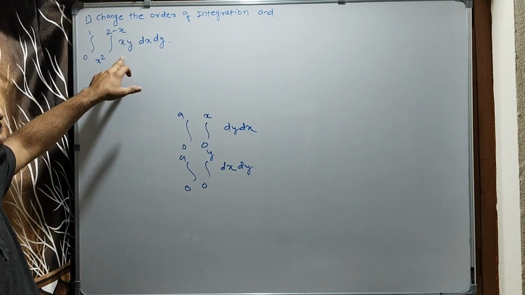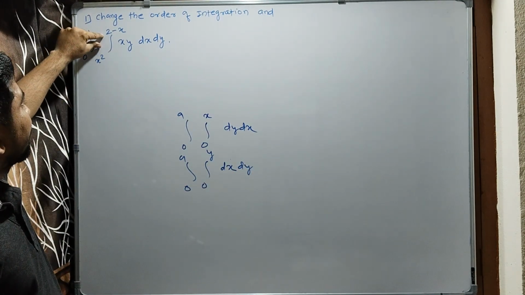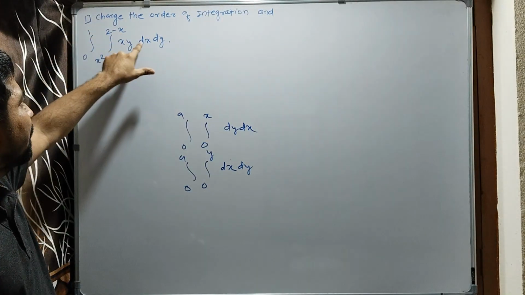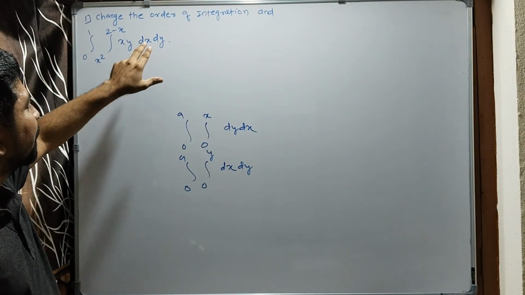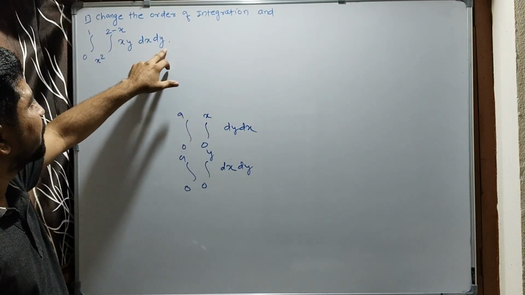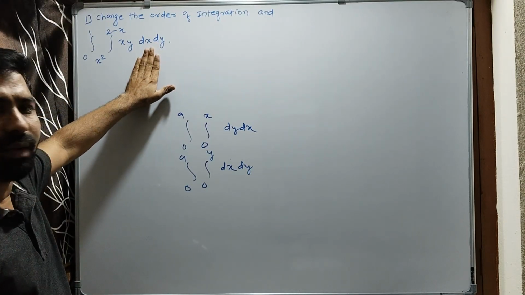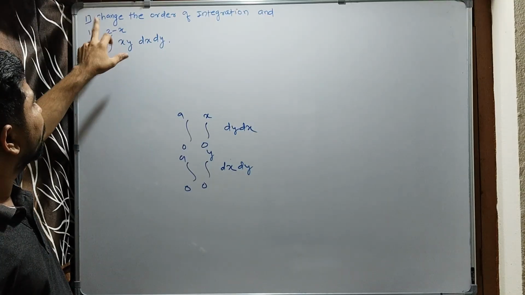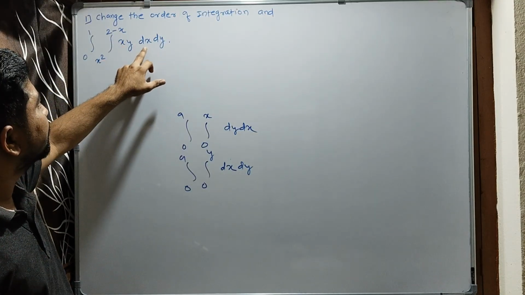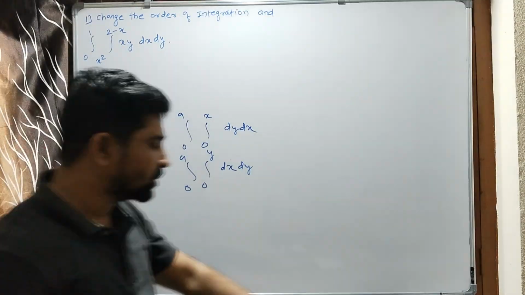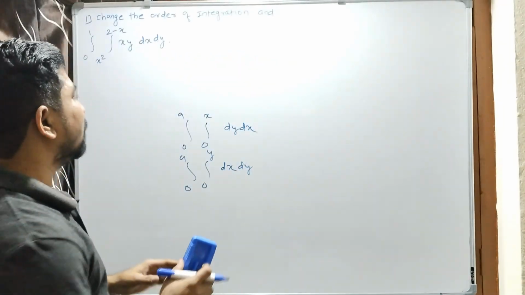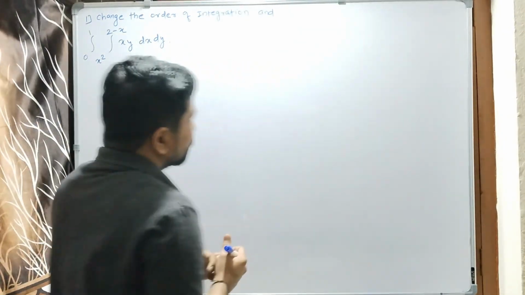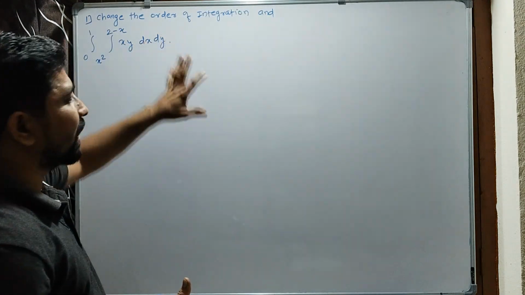But here in the question, the limits of my second integration, x square to 2 minus x, are in terms of the x variable, yet they have wrongly given dx dy. So we have to write the correct form of integration: 0 to 1, x square to 2 minus x, xy, dy and dx. This is my first step in the change of order of integration. Change the order of integration and evaluate the integral. First I will draw the region, after that I will write this step.